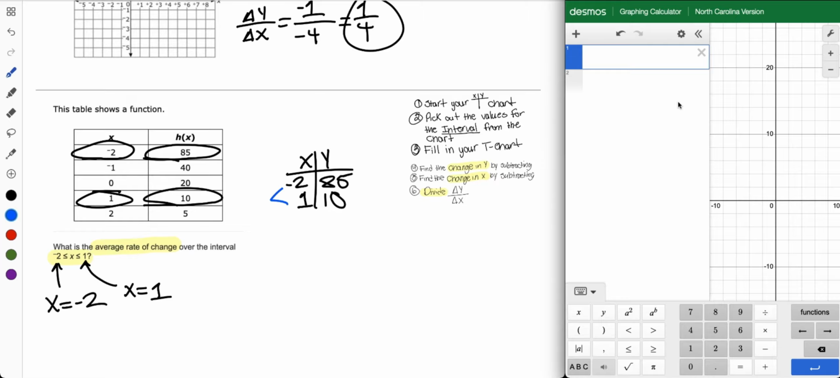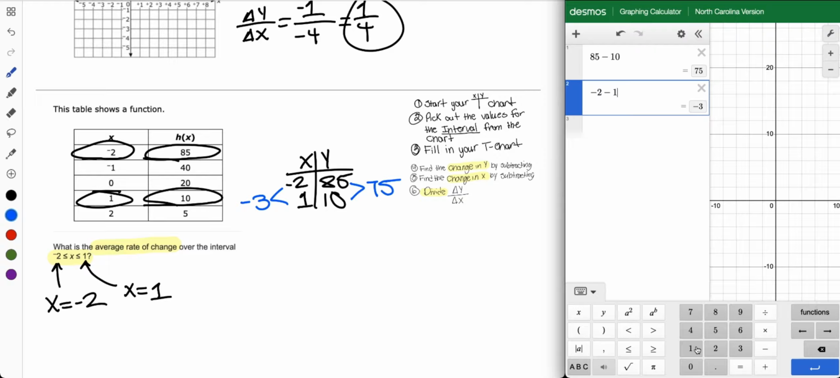We can do our changes in our x and our changes in the y's. But we got to remember that the change is subtraction. So that's going to be 85 minus 10, which is 75. And then we're going to do -2 minus 1, which is -3.